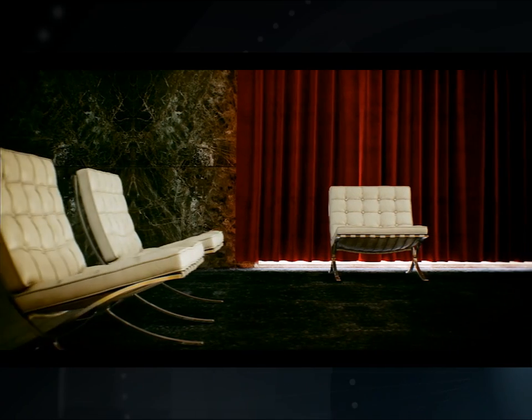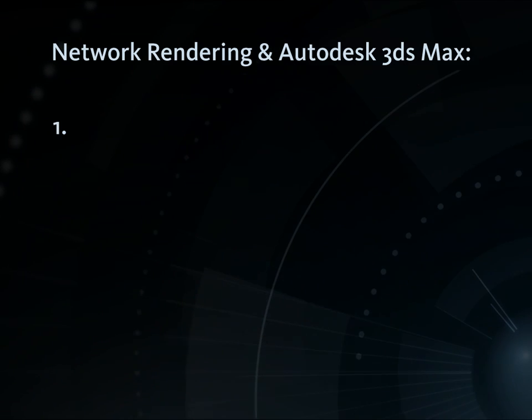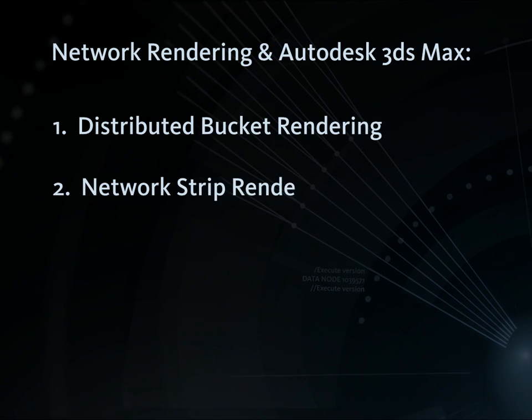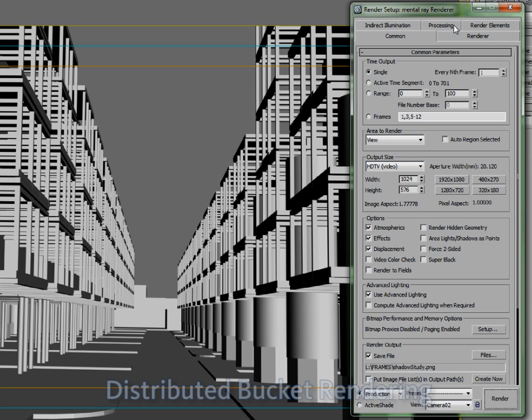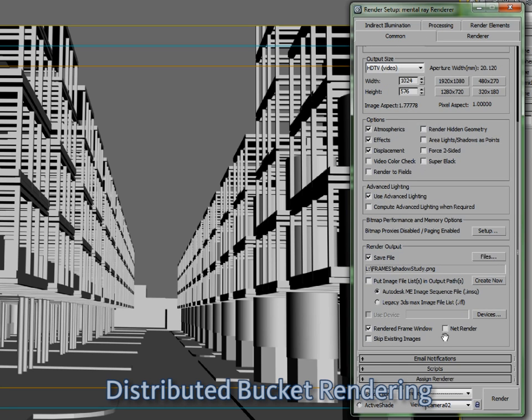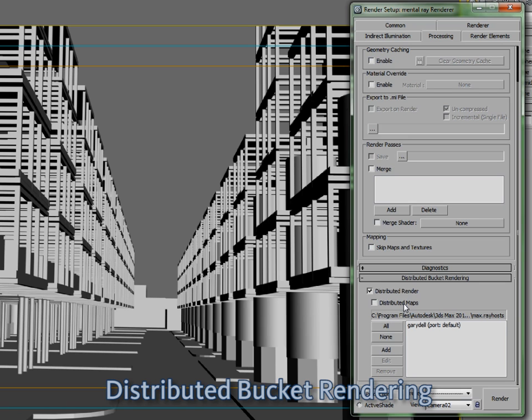computers at their disposal. The three primary methods of network rendering with Autodesk 3dsMax are distributed bucket rendering, network strip rendering, and Back-Burner rendering. Distributed bucket rendering allows multiple computers to render a single image using the mental ray rendering engine included with every seat of 3dsMax.